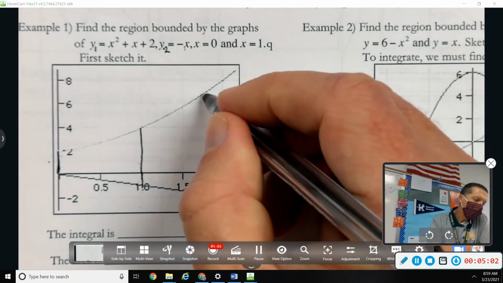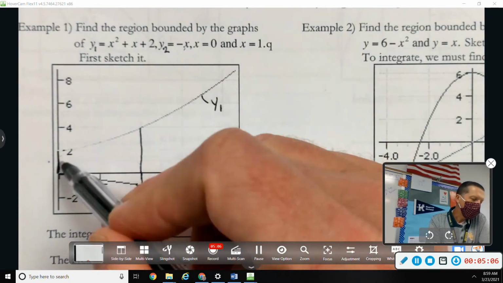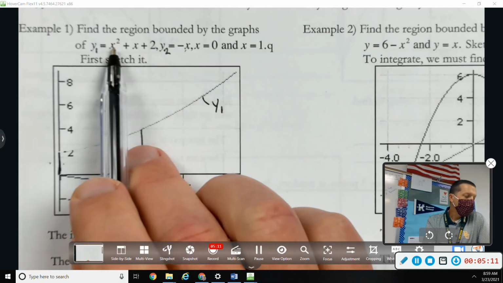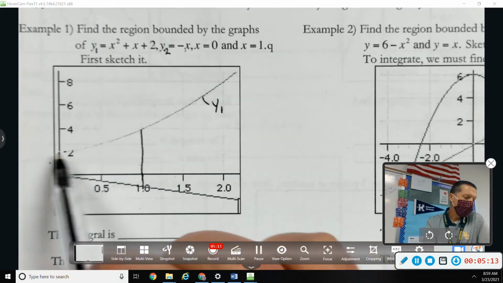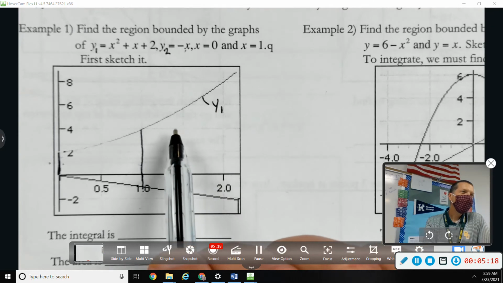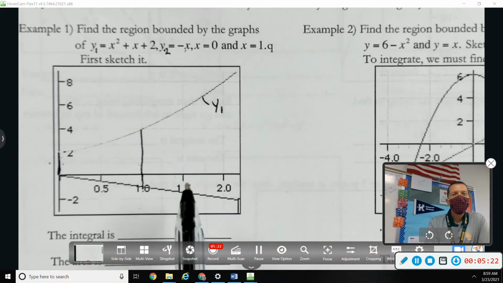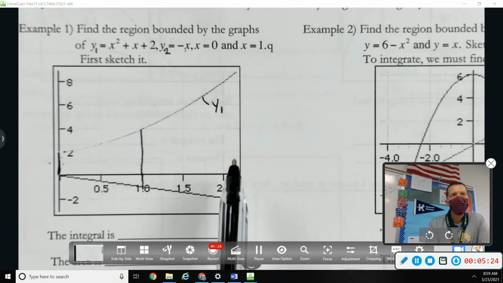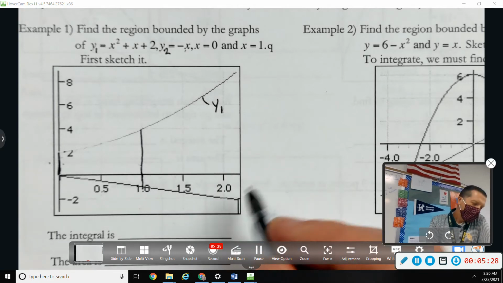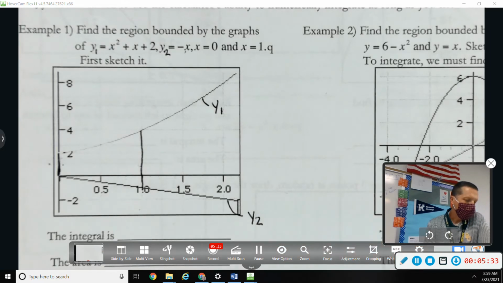How do you know it's the first one? Okay, that's a great answer. The y-intercept's at 2. How else do you know it's the first one? It's the only one that's a quadratic. It's a parabola. It's a quadratic equation. Yeah, Nick's right. Oh gosh, I just put that on video for everyone to hear that Nick is right. That's saved forever. So the bottom one is just the line negative x, so that's y2.